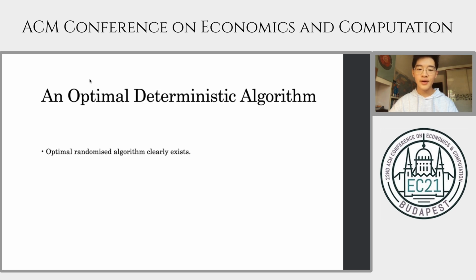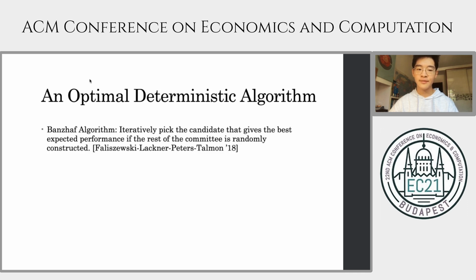Clearly, an optimal randomized algorithm exists because we can only achieve this by randomly selecting k candidates. Now, what if we want a deterministic optimal algorithm? We could just de-randomize that randomized algorithm. And actually, this de-randomized algorithm has appeared in previous papers as an effective heuristic known as the Benjov algorithm.